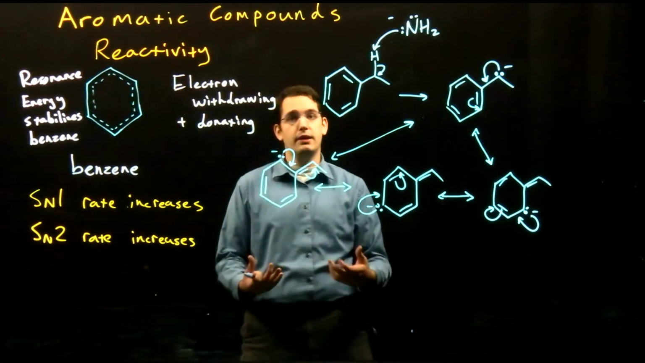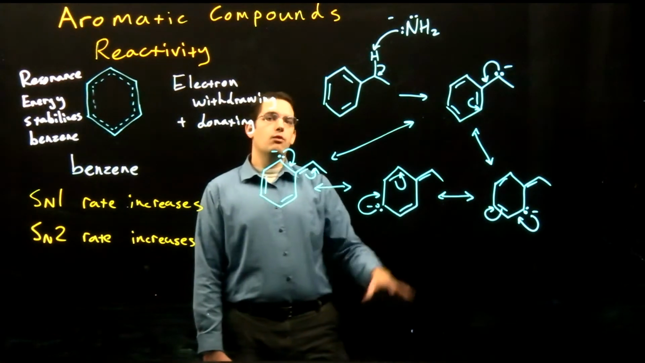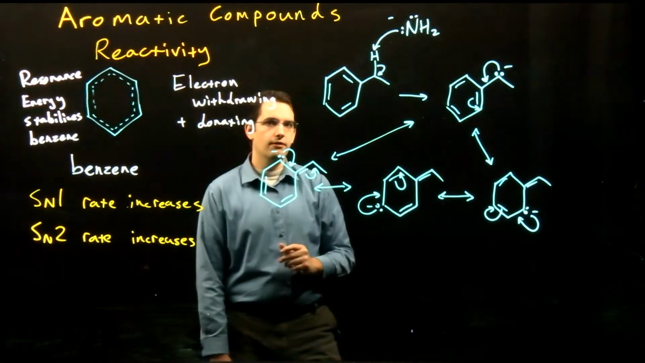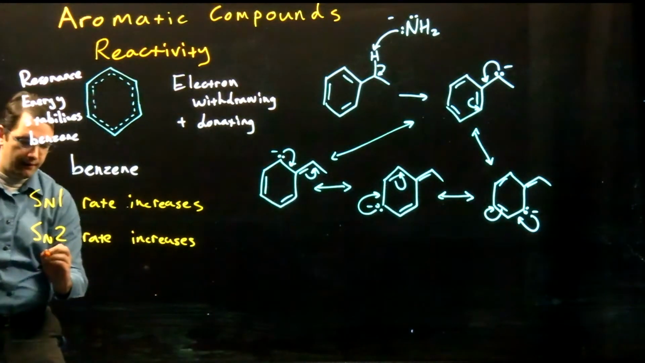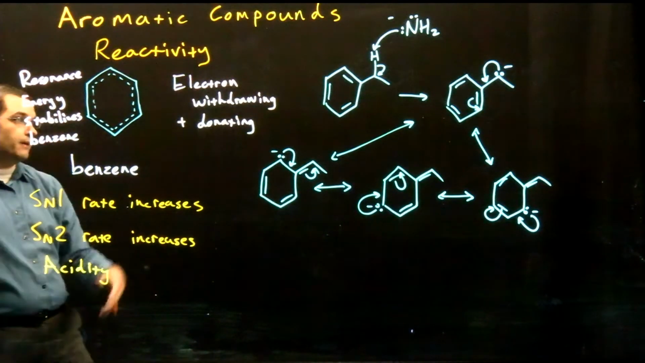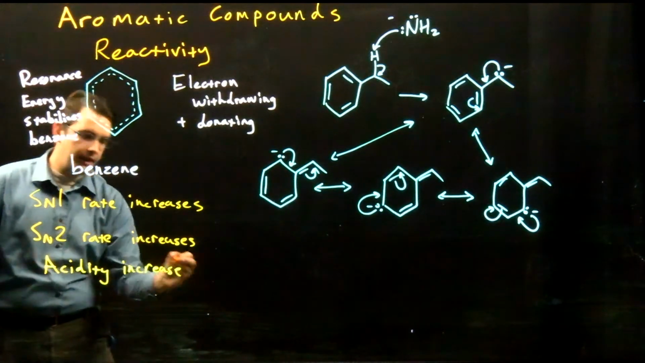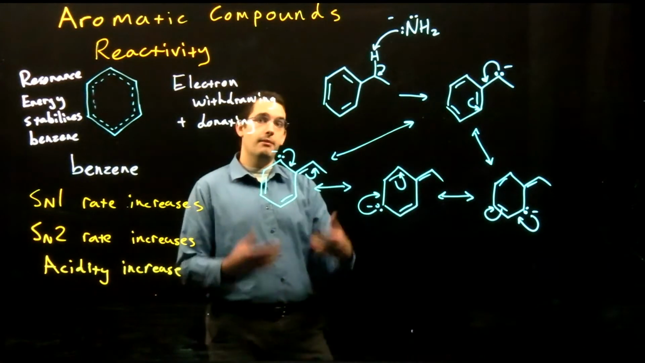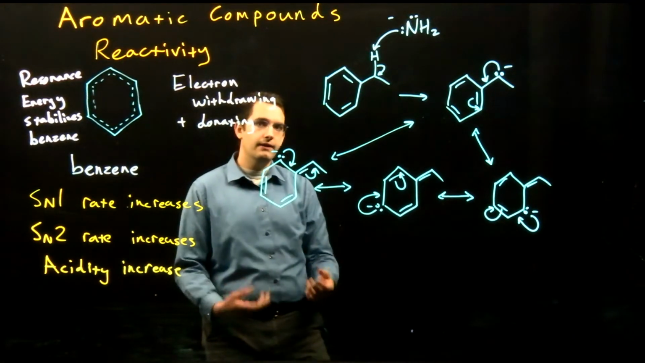That's one of the things that we learned when we looked at acids at the beginning of organic chemistry. We said that resonance stabilization of the conjugate base increases the acidity of our compound. So overall, we can say that the acidity of our benzylic hydrogen in this case will also increase, just like our SN1 and SN2 reactions. Really what's happening here is that our benzylic carbocation is stabilized and our benzylic carbanion is stabilized.